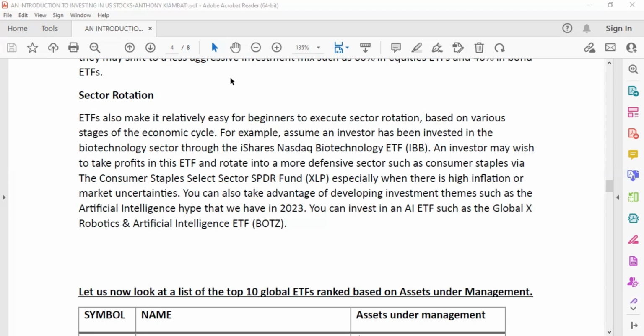Everyone is talking about AI. So how can you take advantage of this? You might want to look at AI ETFs. The biggest AI ETF is called the Global X Robotics and Artificial Intelligence ETF. Its ticker symbol is BOTZ. So this is the symbol.